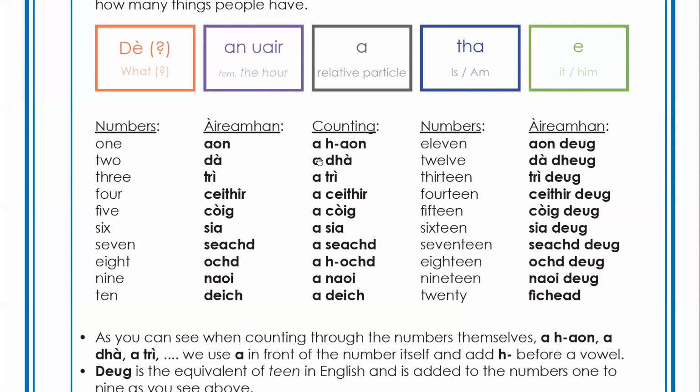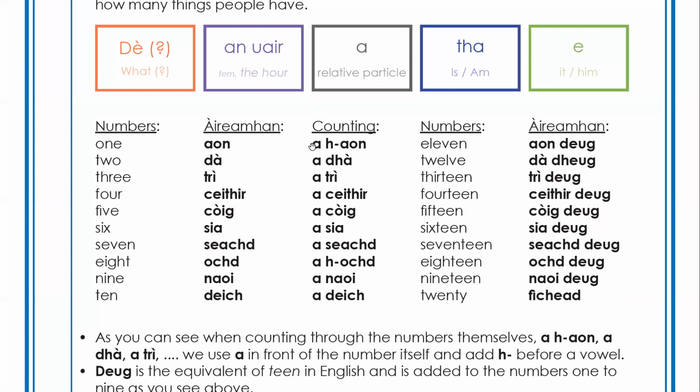As I said, to count through the numbers, you add this to it. So a hun, a ga, a tri, a cead, a coig, a shia, a seach, a hoch, a neu, a deich. The only difference this really makes is it adds the H before a vowel. So we get a hun, and likewise a hun diug. And da itself is lenited. So a hun, a ga, a tri, a cead, a coig, a shia, a seach, a hoch, a neu, a deich, a hun diug, a ga diug, a tri diug, a ceir diug, a coig diug, a shia diug, a seach diug, a hoch diug, a neu diug, fichid.